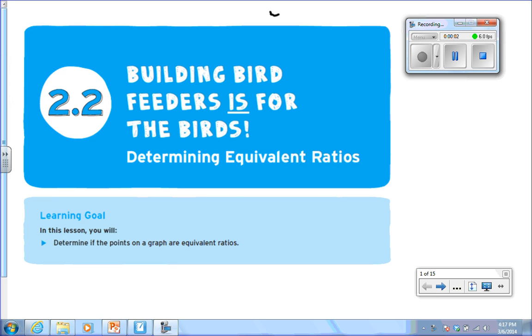Hey, this is lesson 2.2. Building bird feeders is for the birds. And this is all about determining equivalent ratios. Our learning goal for today in this lesson is going to be to determine if the points on a graph are equivalent ratios. And hopefully at this point you know what equivalent ratios are, and you'll be able to answer the questions accordingly.